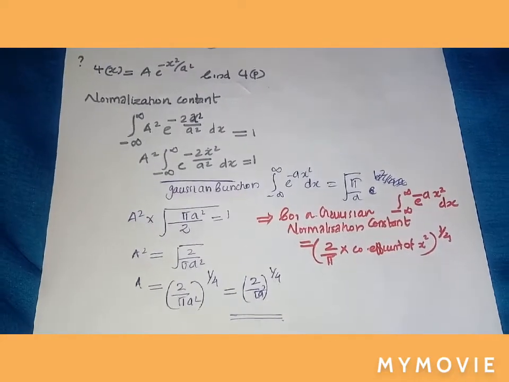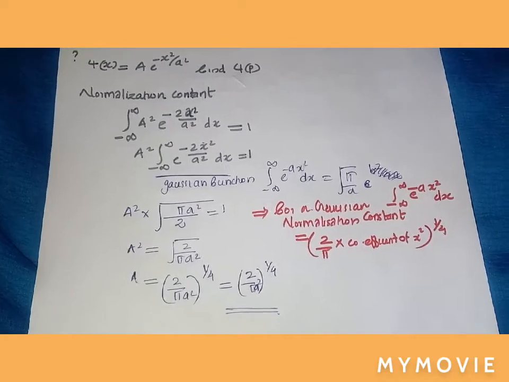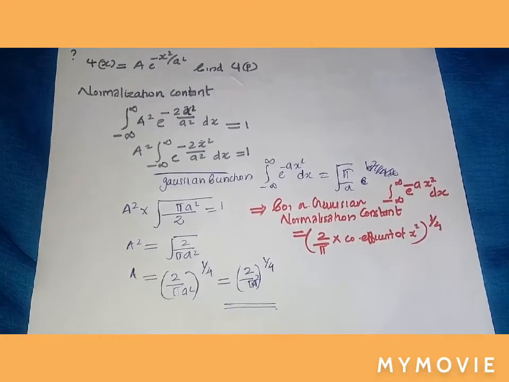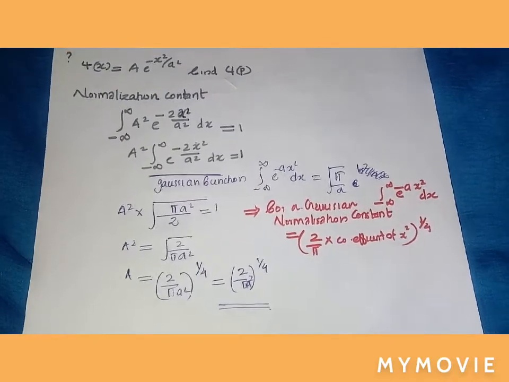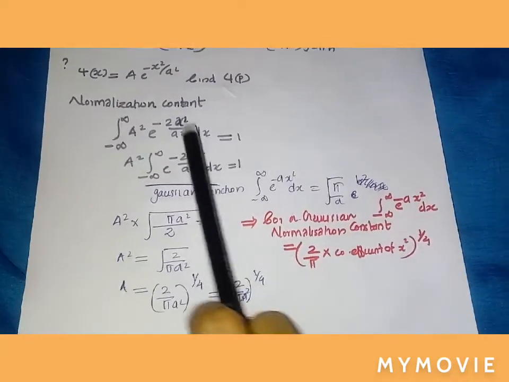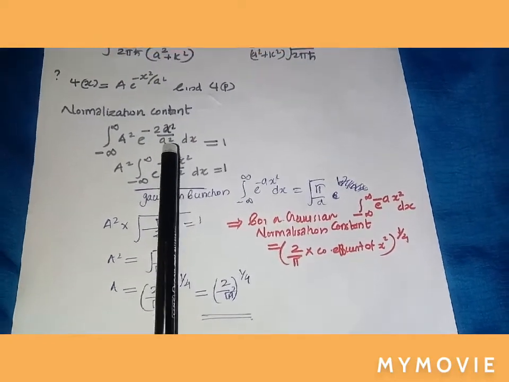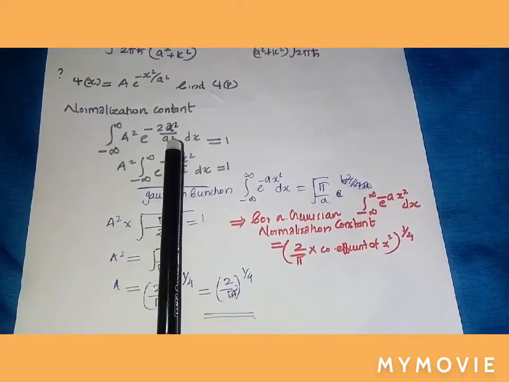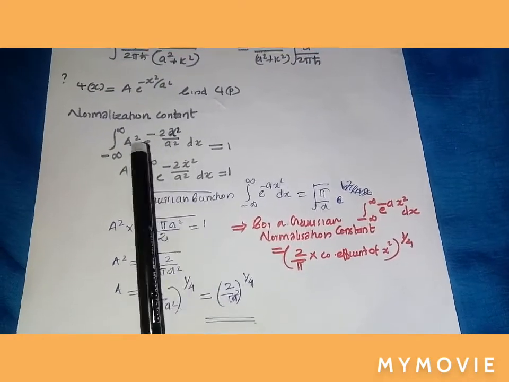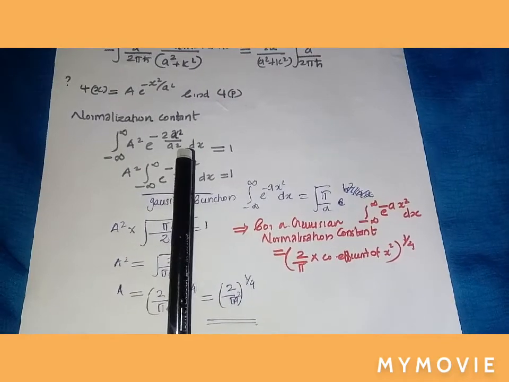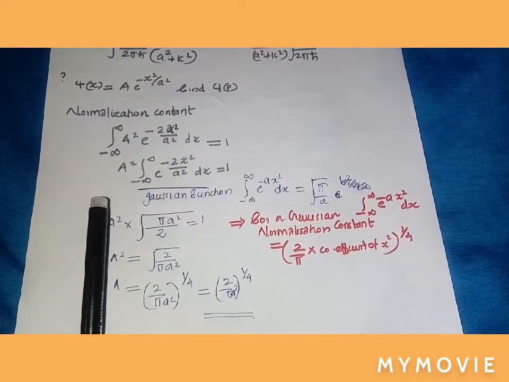Next, psi of x is equal to A e raised to minus x square divided by a square. Find psi of p. So first we have to find the normalization constant. Integral from minus infinity to plus infinity A square e raised to minus 2x square divided by a square dx is equal to 1. We know that the normalization condition is the integral of psi star of x into psi of x dx equal to 1. Here psi star and psi of x are the same, so we get the function like this, and A square is constant, so take it outside.